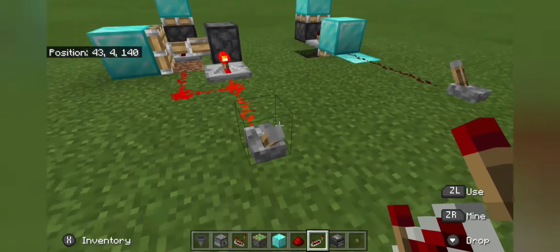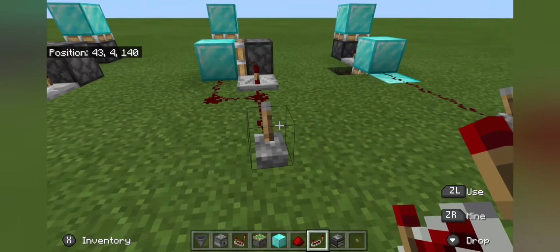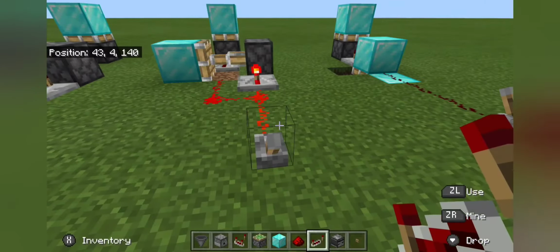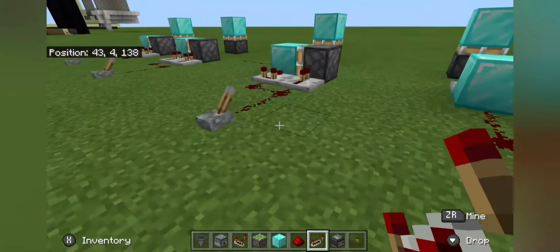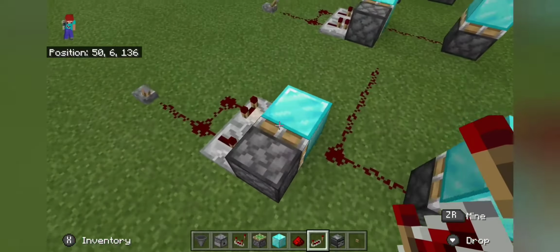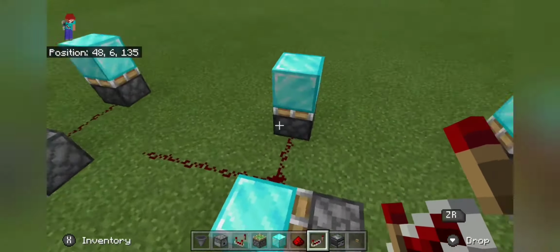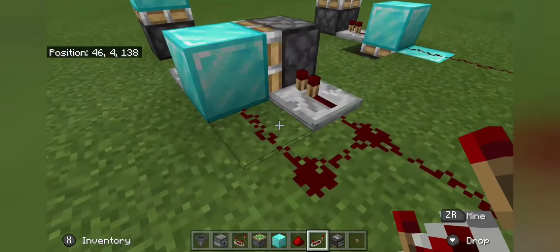So that's why the pulse got cut off after the piston extended. So that's some interesting stuff. And over here is a 0 tick pulse generator. This was a 1 tick pulse.